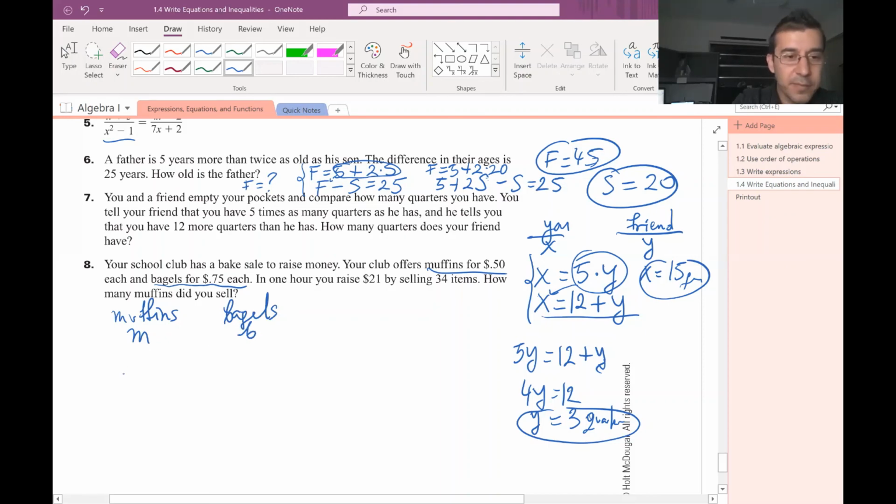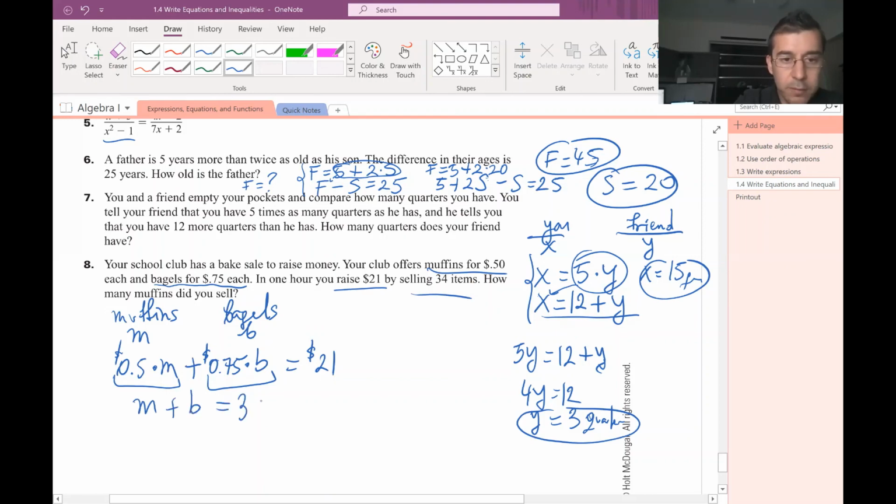So $0.5 times muffins plus 0.75, this is the cost for the bagels, times B, how many bagels. This is the cost for 1 muffin times how many muffins. You add up the muffins cost and the bagels cost, and you raised $21. So this is $21. That's the first equation. And then you sold 34 items, so if you add up the muffins and the bagels, you sold 34 items.